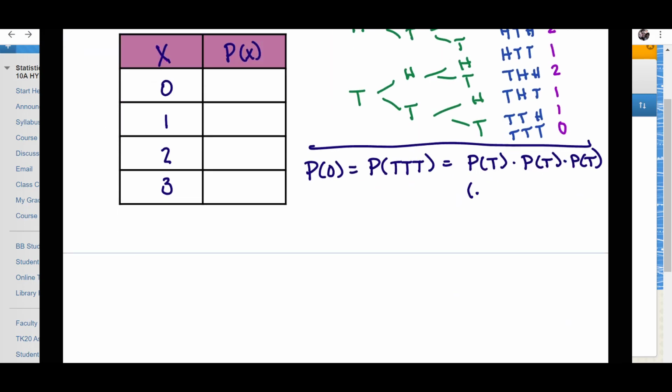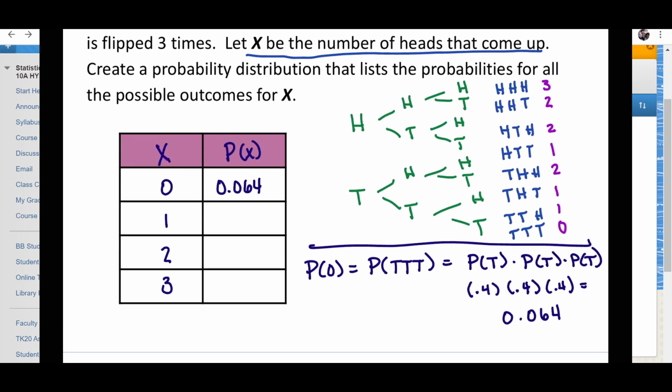So we're going to do 0.4 times 0.4 times 0.4. And if you multiply 0.4 times itself 3 times, you get 0.064. So I'm going to fill this in. Okay, so next, we've done, I'm going to mark off the ones we've done. We've done this one right there. Okay, so next we need to figure out the probability of 1 heads.